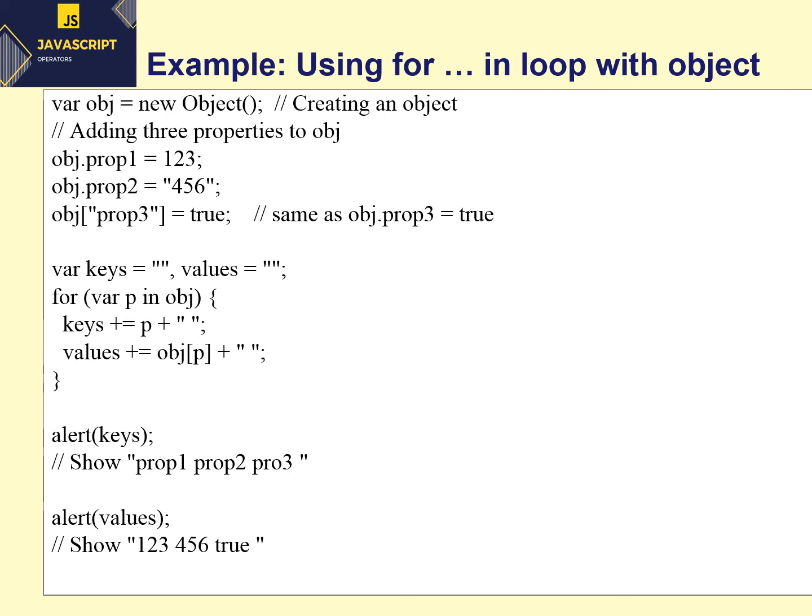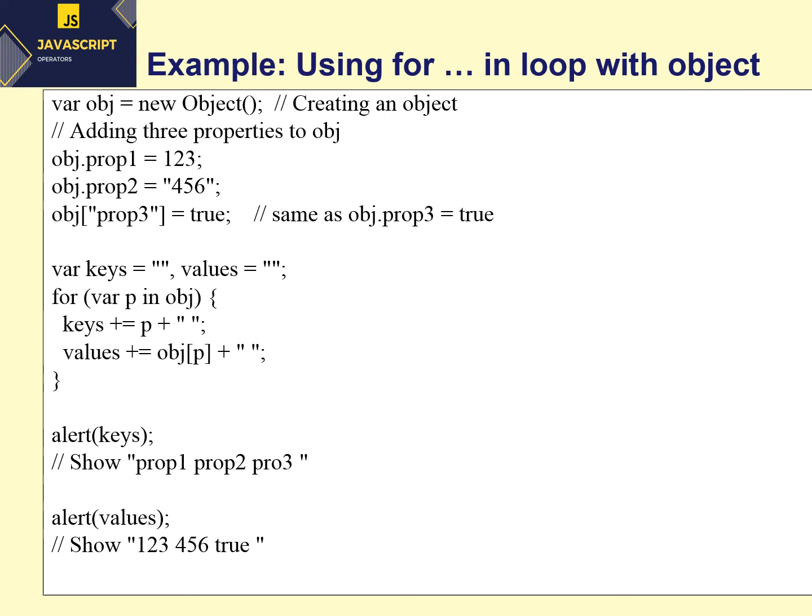And in the third iteration, p will take prop3 as the data. So keys will become prop1 space, prop2 space, prop3, and values become 1, 2, 3 space, 4, 5, 6 space, true. After the iteration over the for loop, alert keys. So alert keys after the for loop iteration, keys is holding the value prop1 space, prop2 space, prop3. Then alert values, which has 1, 2, 3 space, 4, 5, 6 space, true.